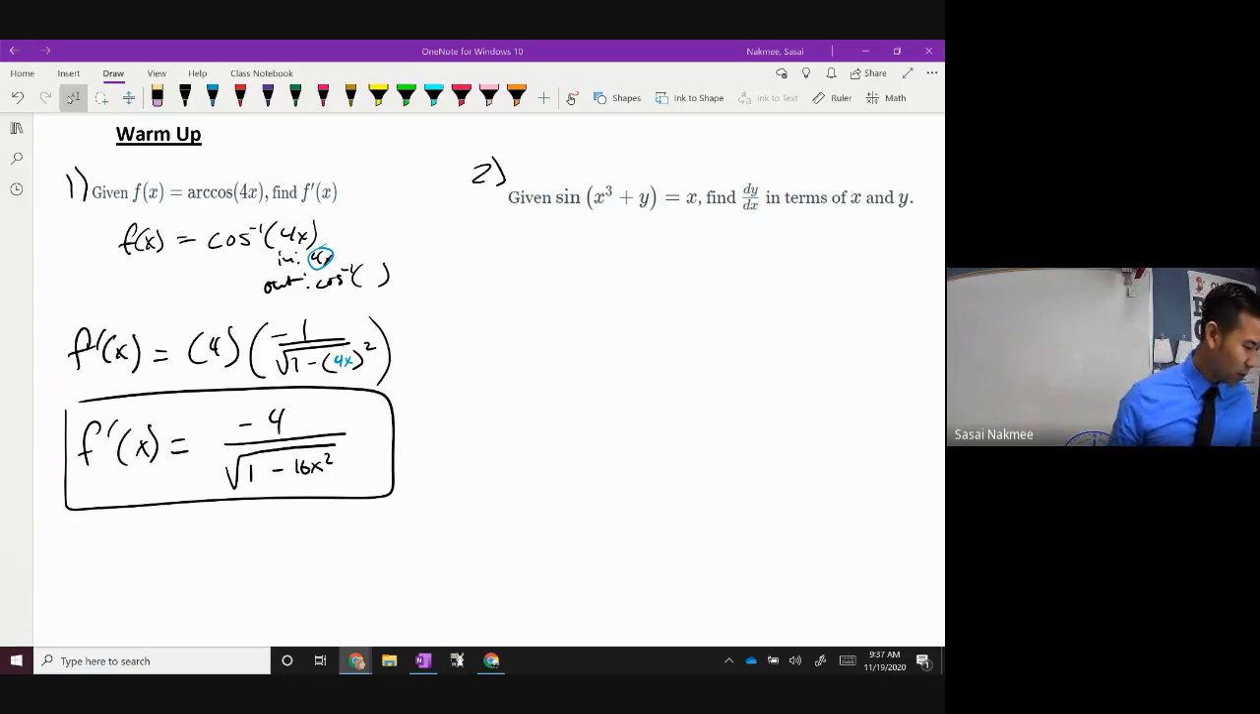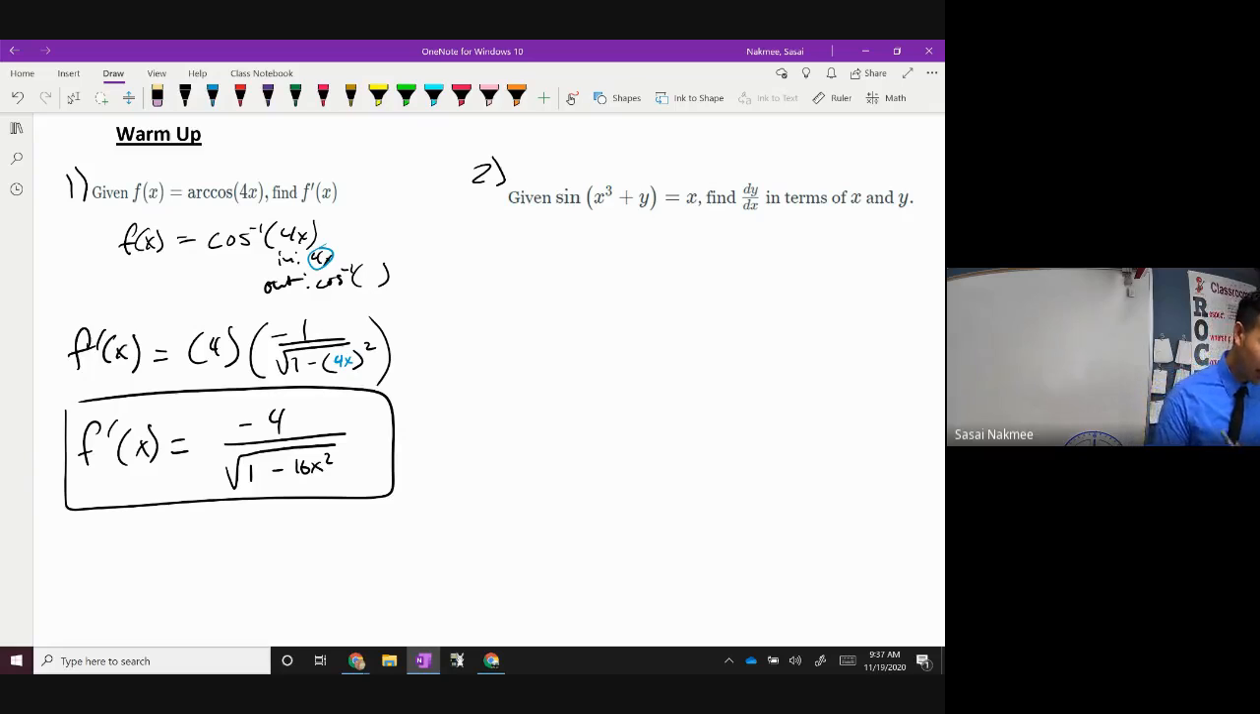Okay, so on this warm-up, we're finding the derivative of the inverse cosine of 4x, or in other words, the arc cosine. And we got down here to this is our answer. And Brandon is asking, how did you get the second part? Are you saying this part right here? This part that I'm circling?